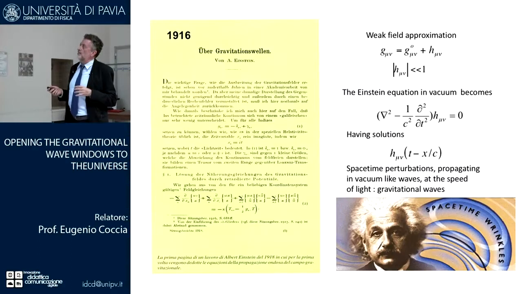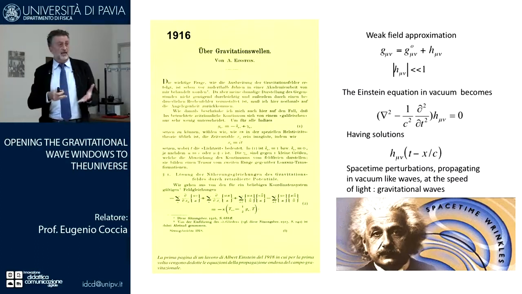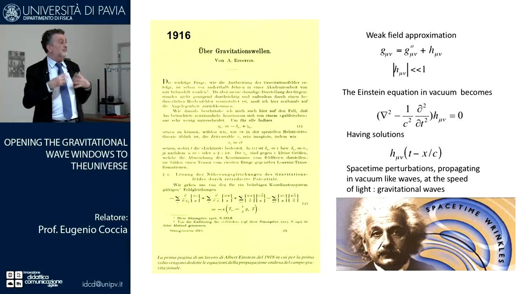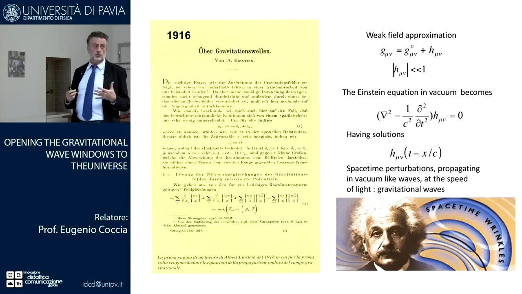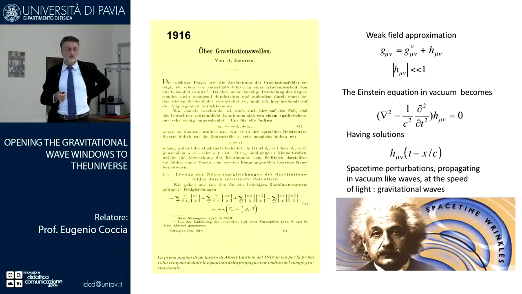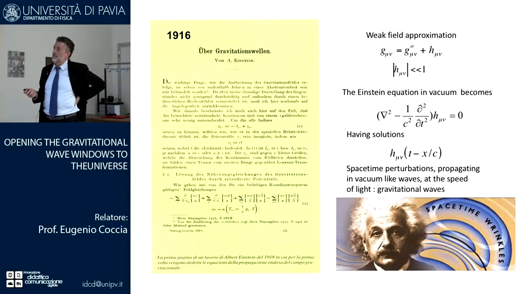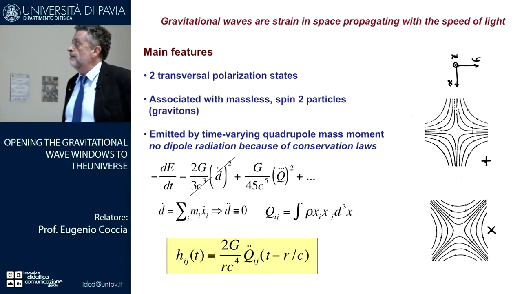I mean, there is only a perturbation, which is in modulus much less than 1. So this is an almost flat space-time. Then, if you have this weak field approximation, the Einstein equations simplify a lot, and the Einstein equation takes the form of a known equation in physics, the D'Alembert equation, whose solutions are waves propagating in space at the speed of light. So a gravitational wave is a perturbation of the metric traveling at the speed of light.